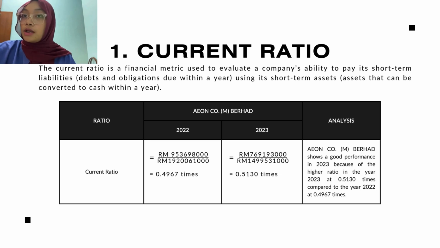And for the current ratio, higher is good. And the analysis for the current ratio, Aeon Company Berhad shows a good performance in 2023 because of the higher ratio in the year 2023 at 0.5130 times compared to year 2022, which was at 0.4967 times.